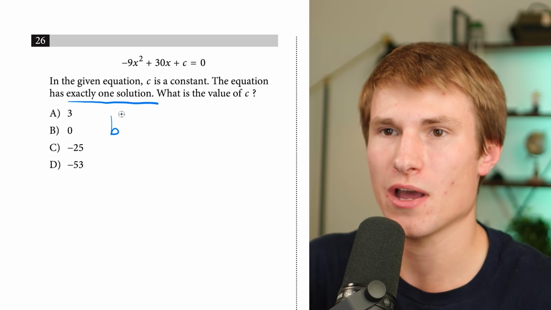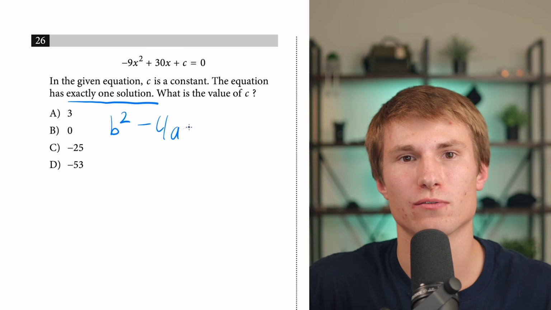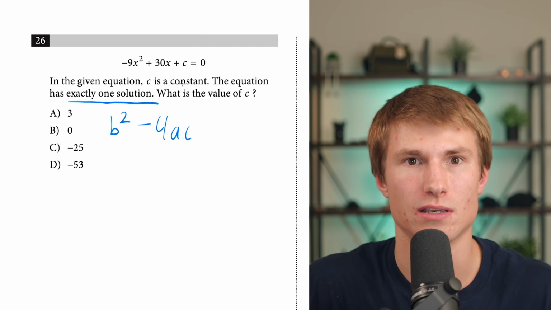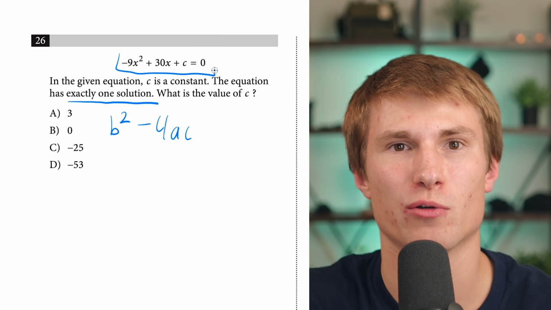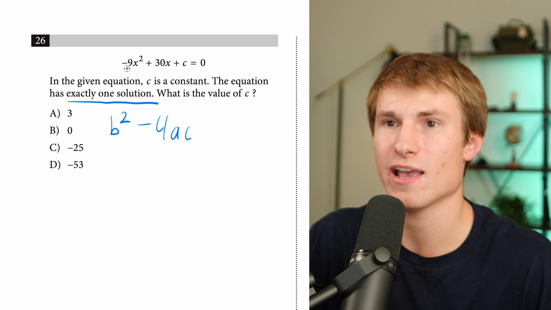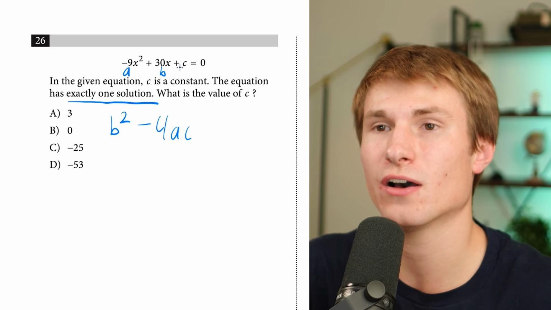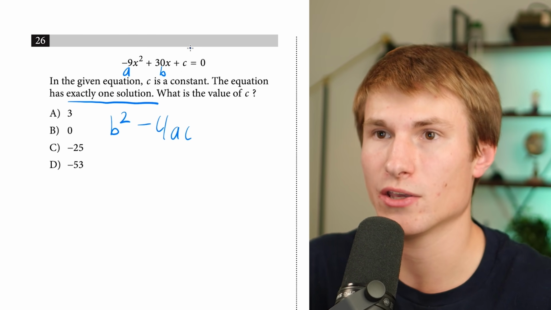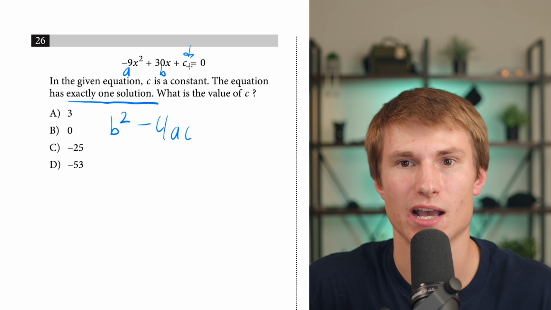Well, if you're unfamiliar with how to calculate the number of real solutions, you're going to use this formula called b squared minus 4ac. Keep in mind, you use this when you have a quadratic equation like here, set equal to 0. In this equation, your a value is what's in front of your x squared, your b value is what's in front of x, and then your c value is your constant, which in this case is just being represented as c.